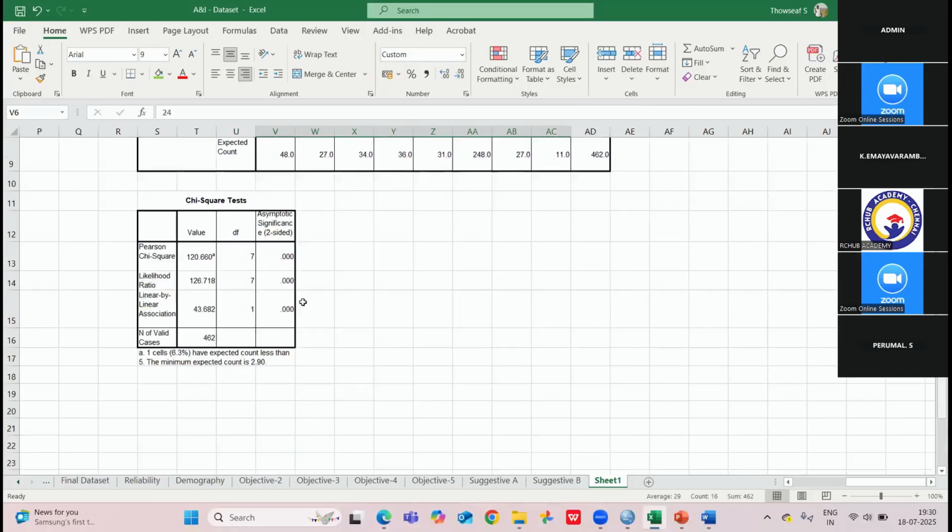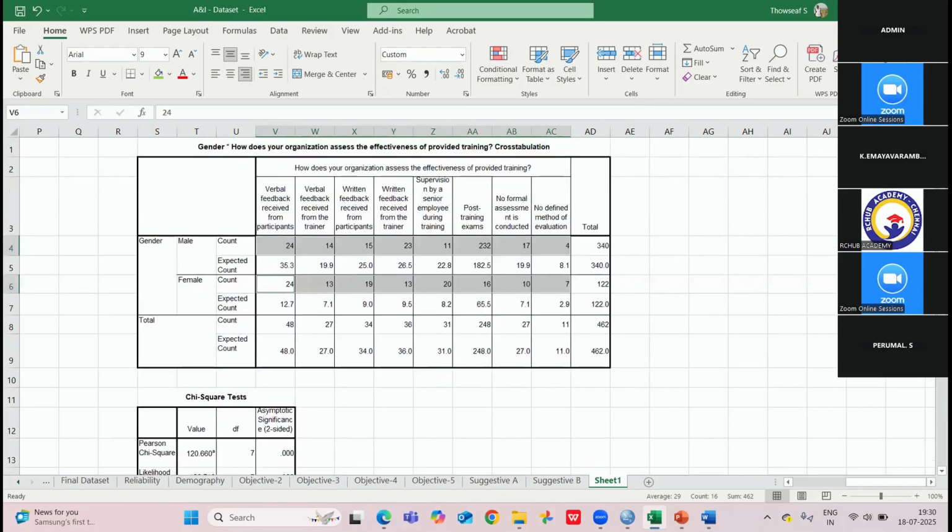If more than 20% of the cells have a value less than 5, at that point of time, your chi-square becomes useless. You are not supposed to perform chi-square statistics. You have to stop with only the cross-tabulation and write the interpretation. And I hope this cross-tabulation is very well explained.